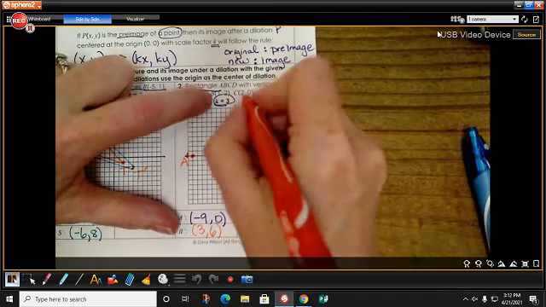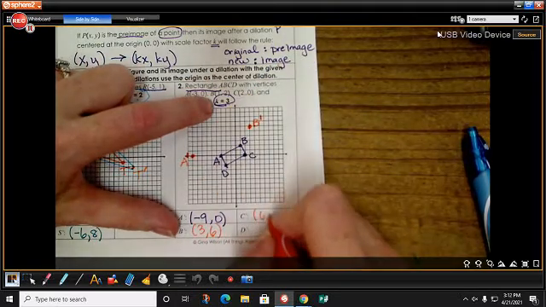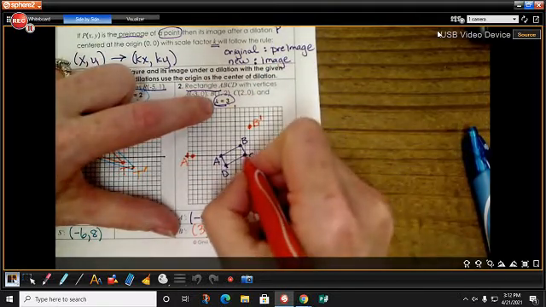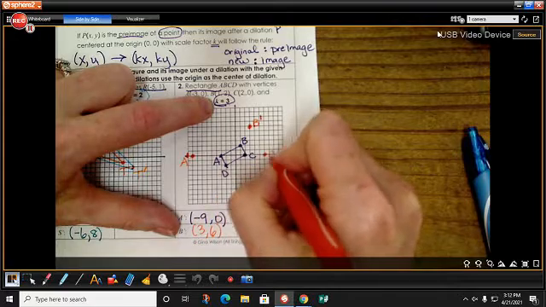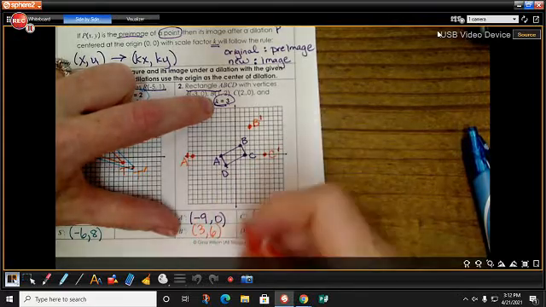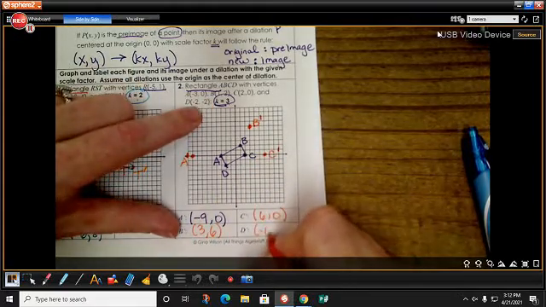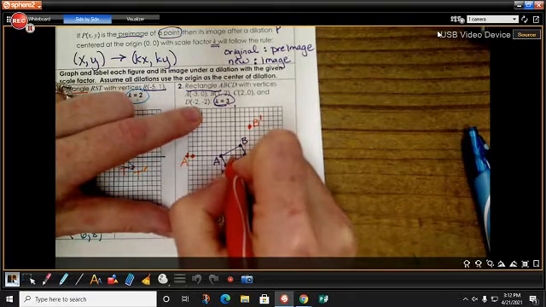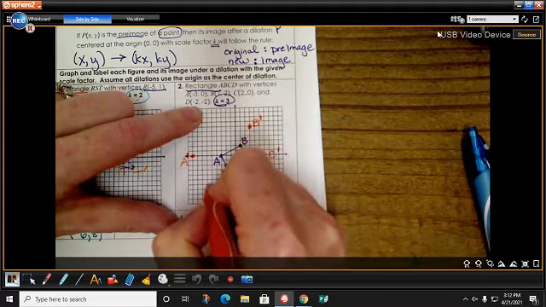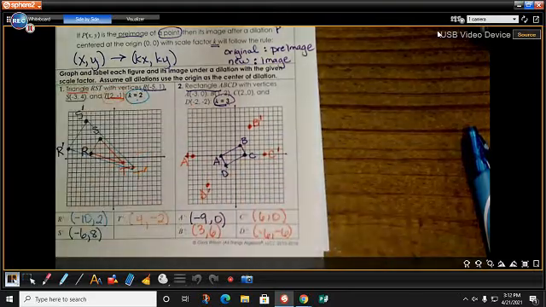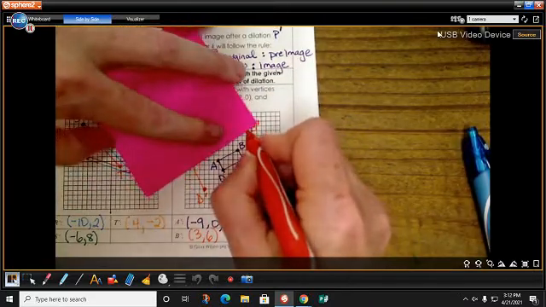C prime, I will take everything here and times it by 3. So it should be at 6, 0. And D prime should be at -6, -6. That's D prime. And so now the image after my dilation is over here.